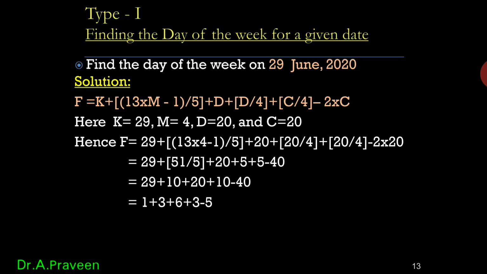7 means it is 0, because when you divide 7 by 7, the remainder is 0. So whenever you get 7, you can simply ignore that. So in this expression I can ignore that 1 plus 6, so that is 7. So the remaining values are 3 plus 3 minus 5. So 3 plus 3 is 6 and 6 minus 5 is 1.